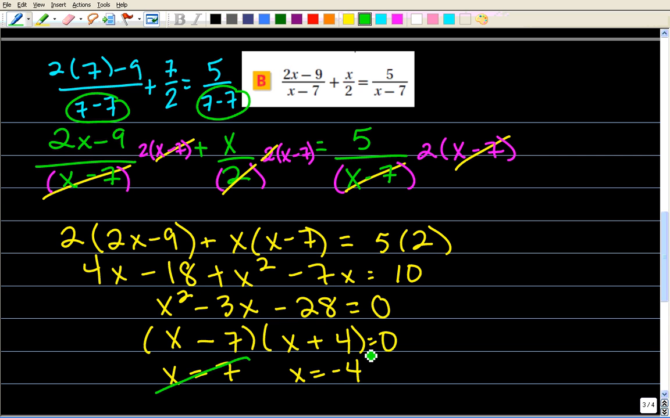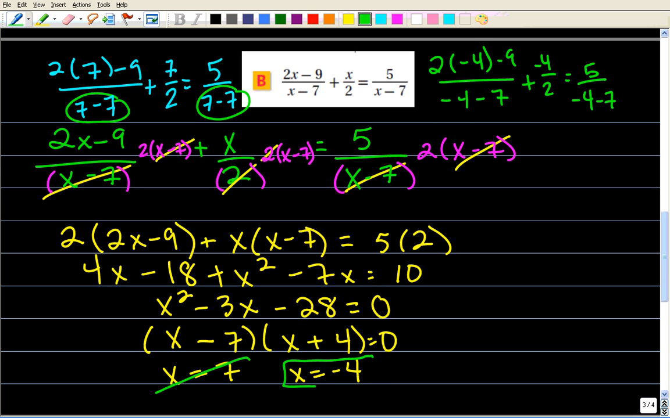So let's check out the negative 4. We'd have 2 times negative 4 minus 9 over negative 4 minus 7 plus negative 4 over 2 equals 5 over negative 4 minus 7. You could go through and simplify all of this if you'd like, but I can see that nothing will be undefined, so it should all work out, and that would be my answer right there. x equals negative 4.